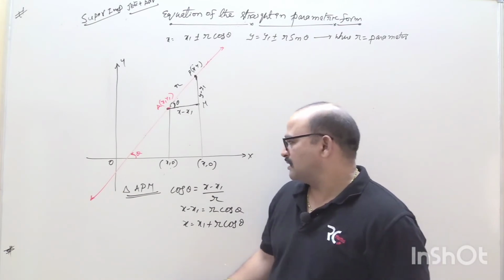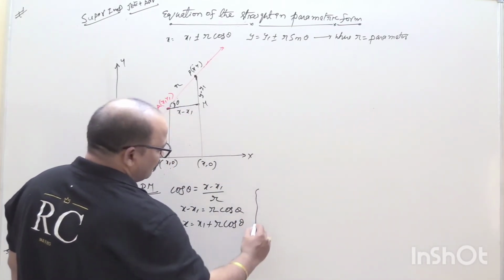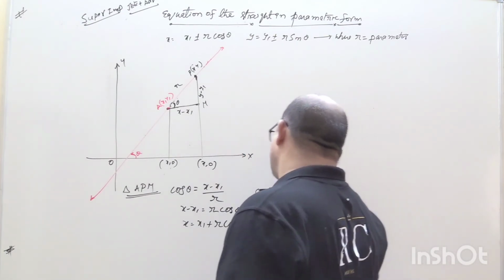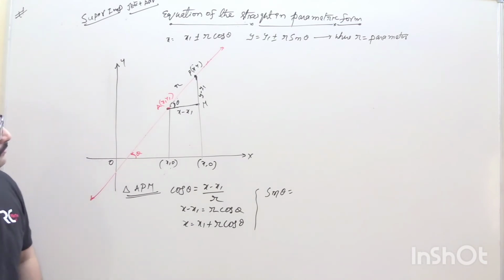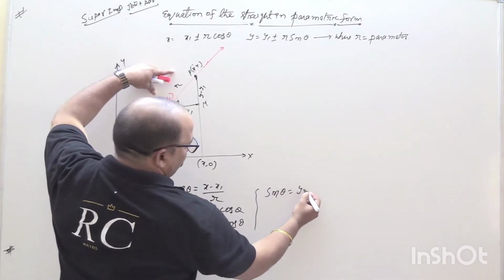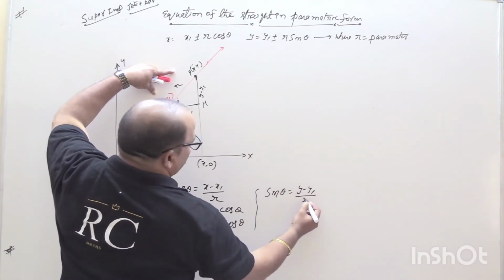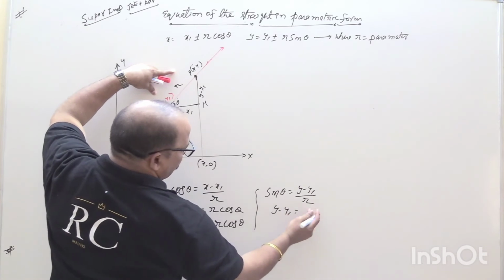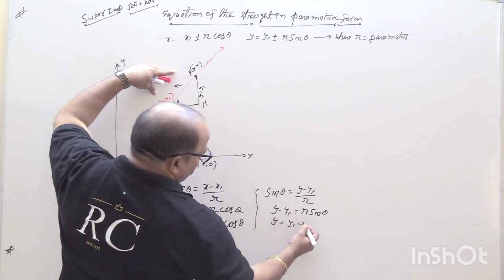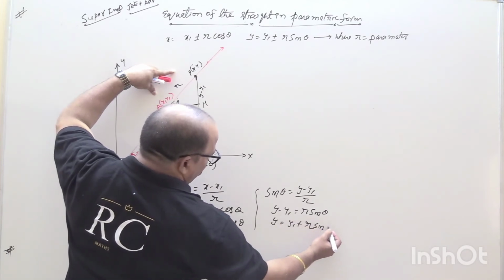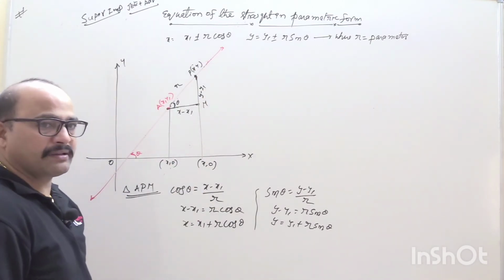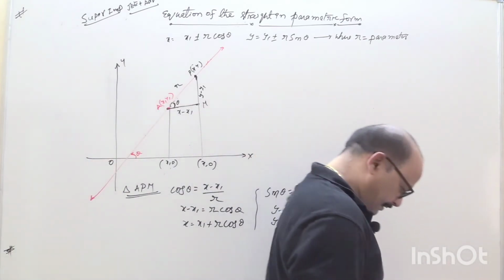Okay students, this same phenomenon. Sin theta, tell me quickly. Sin theta is equal to opposite by hypotenuse, which is y minus y1 by r. Cross multiplying, r sin theta equals y minus y1. Students, the y coordinate always goes with sin, the x coordinate always with cos. So y is equal to y1 plus r sin theta. I am getting this point P(x, y). Okay, this is the parametric form.